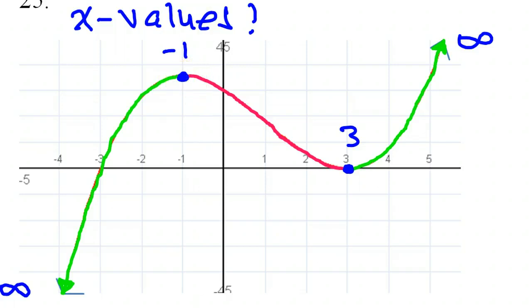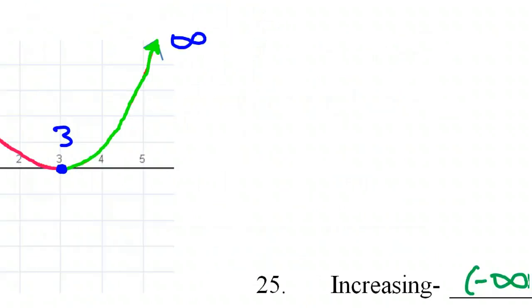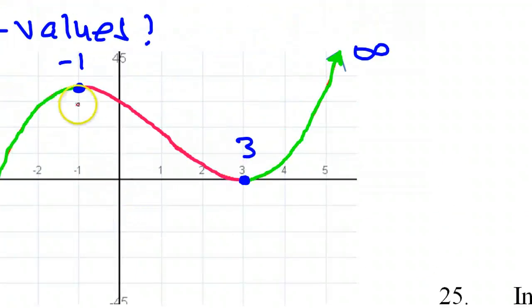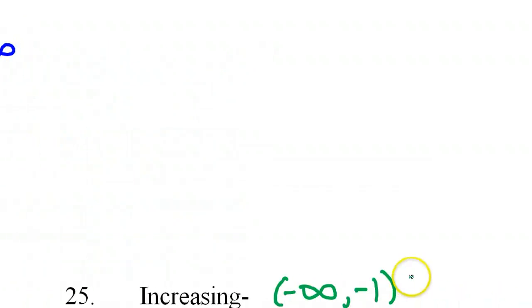Now we'll have a decreasing interval. Our only decreasing interval is from -1 to 3. Only x values. So -1 to 3. That's decreasing, so -1 to 3, all round. We can't include the endpoints, which are neither increasing nor decreasing. And then we have one more increasing interval from 3 to infinity. So we'll put union, and then we'll put 3 to infinity.